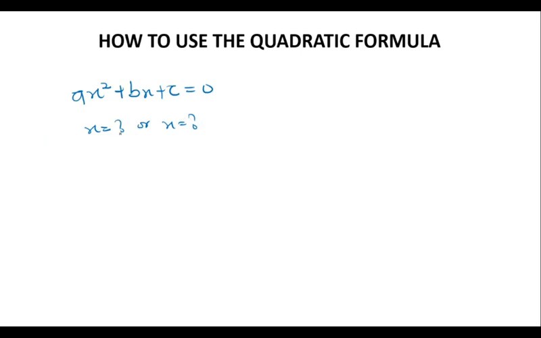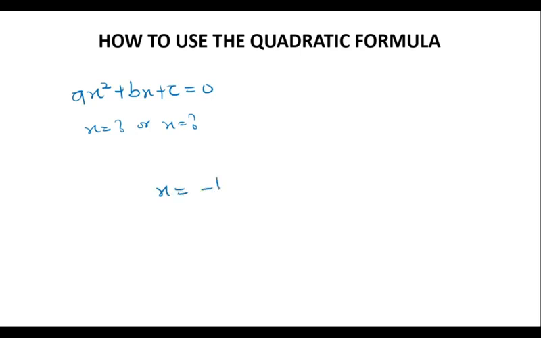For us to be able to find such values, there are three methods of finding the values of x, or the roots of the equation. We have, first of all, the method of factorization. We also have the method of completing the squares. Now, the last method, which is the use of the quadratic formula, is what we are going to deal with today.